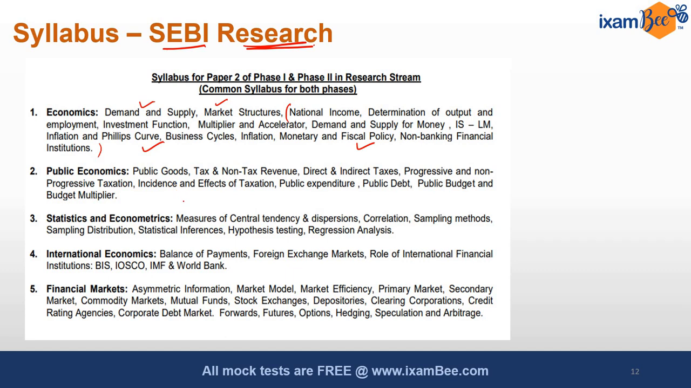Then public economics, like public goods, tax, non-tax revenue, public expenditure, public debt, statistics and econometrics, which includes your regression analysis, measures of central tendency and dispersion, correlation, sampling methods, sampling distribution, and sampling inferences. And then international economics, which includes your balance of payments, foreign exchange markets, role of international financial institutions, World Bank, IMF, etc. And the last component is the financial markets, which has asymmetric information, market model, market efficiency, clearing corporations, credit rating agencies, corporate debt market, forwards, futures, options, hedging, speculation, arbitrage, all these topics.